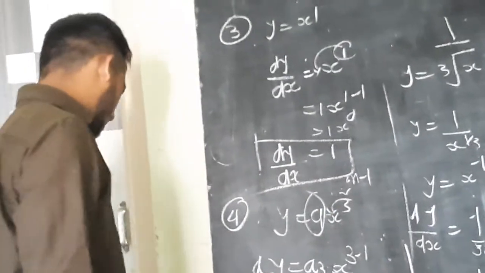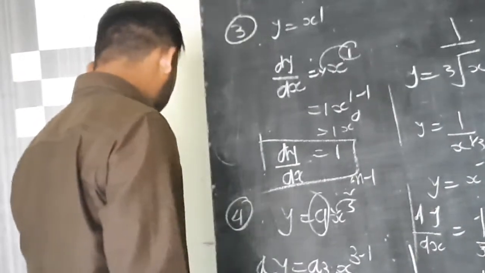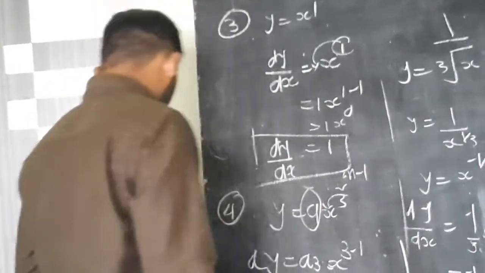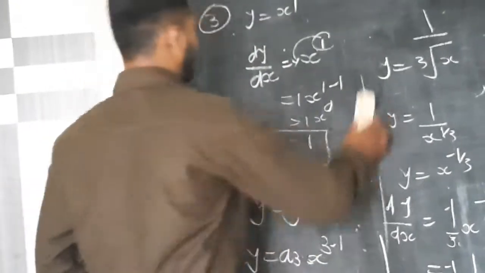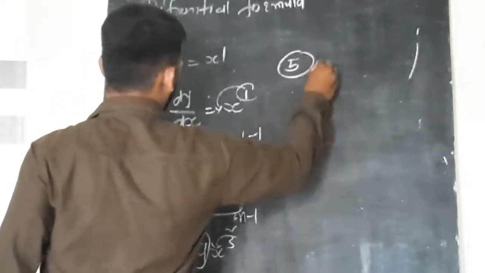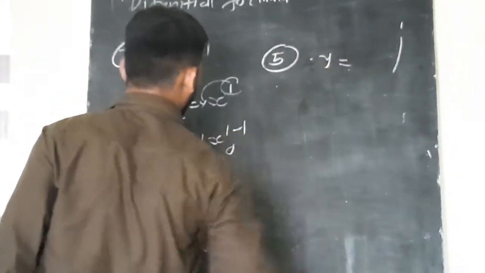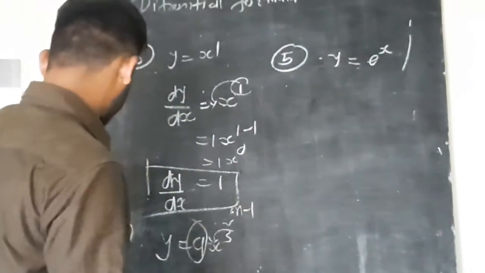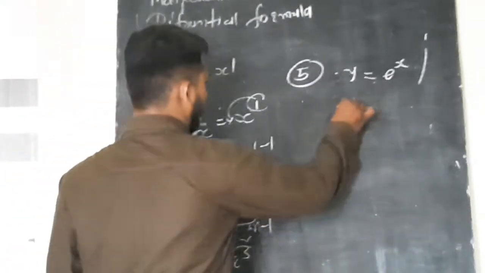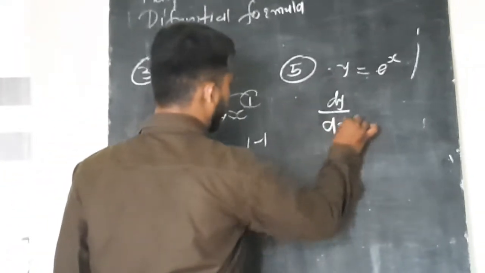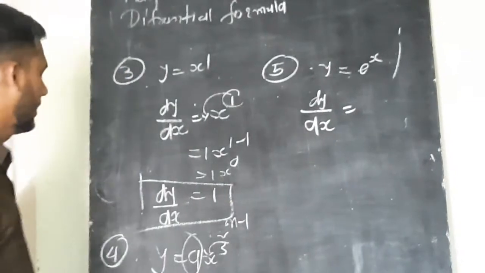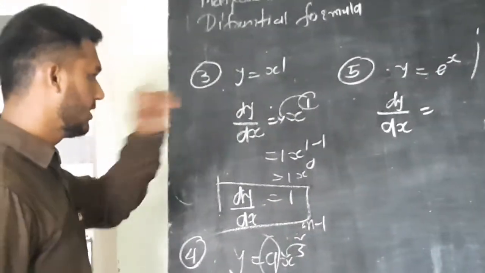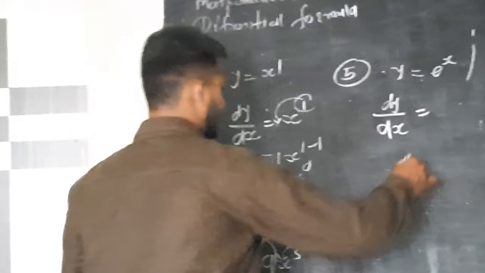Okay. Now we have another example. Formula number 5 is y equals e raised to x. So see here, e raised to x. Now if we take the value of dy by dx, what will happen? dy by dx equals e raised to x. So here e raised to x will be the same as here.